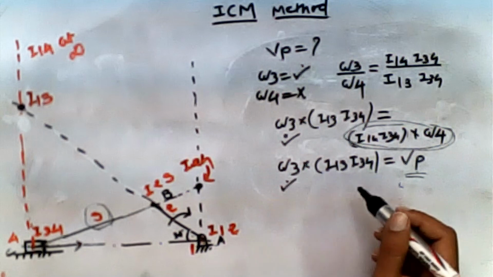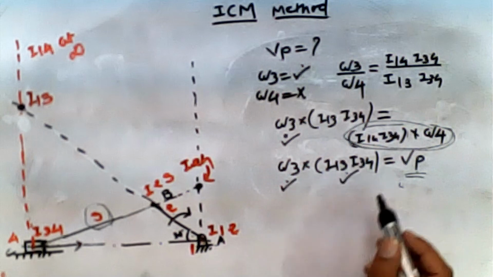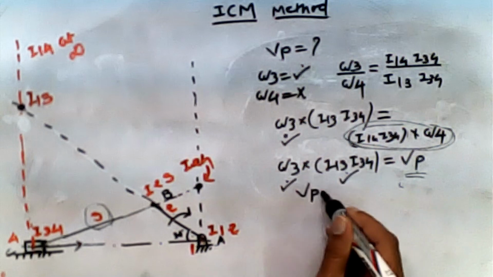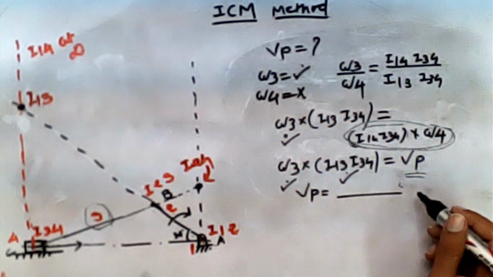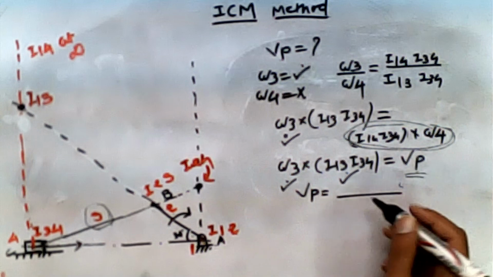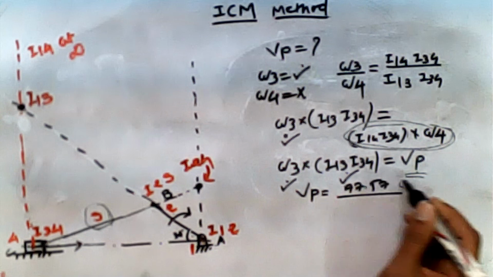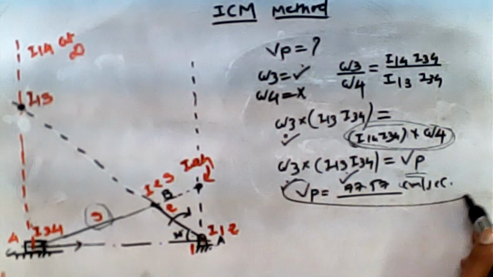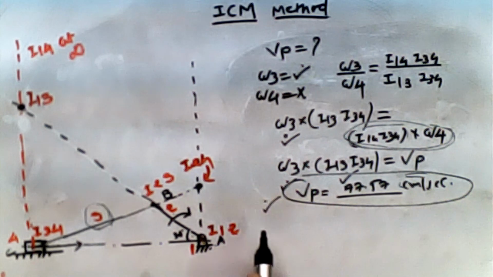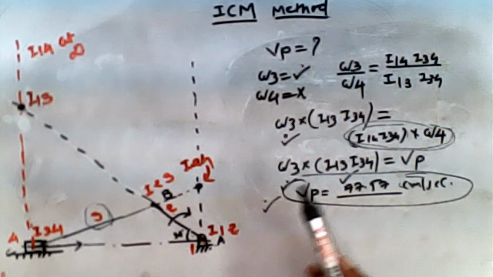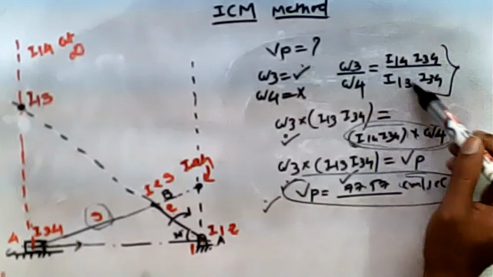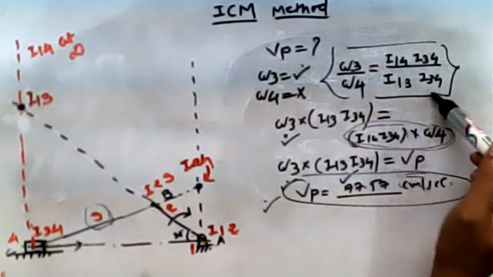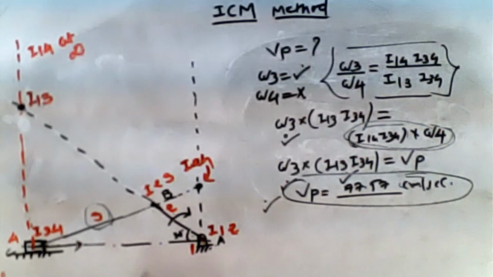This is known to us. This is known to us. Distance is known to us. So you can calculate the velocity of piston, and if you solve it, you will get around 77.57 centimeter per second. So the conclusion is, you just have to apply the angular velocity ratio theorem in a correct way. That's it. So this was all about the instantaneous center method numerical.